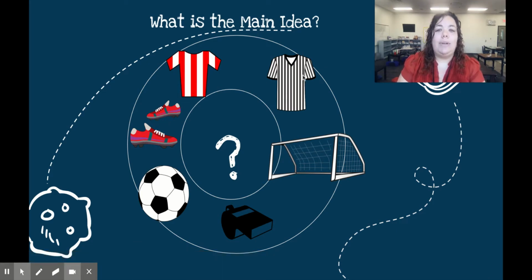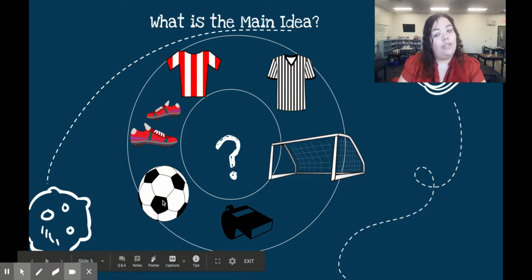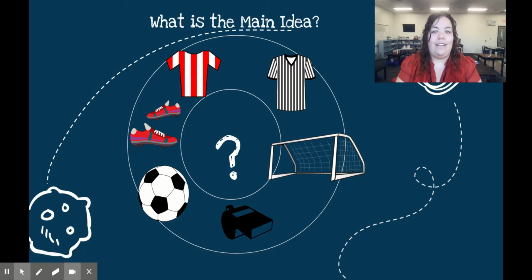So because there's a referee and there's a net and there's a whistle with the soccer ball, I'm thinking the main idea of these pictures is probably playing soccer, or like a soccer game, because just playing soccer doesn't always have a referee and a whistle. But if you have a referee and a whistle, you're probably playing like an official soccer game.